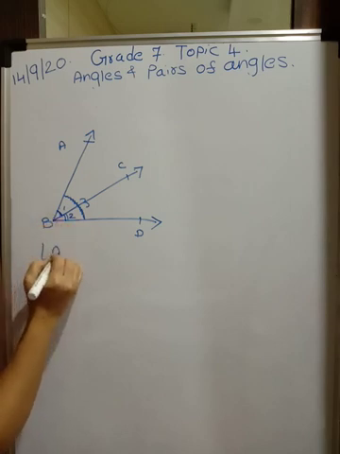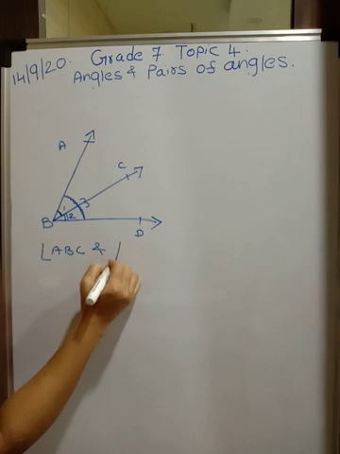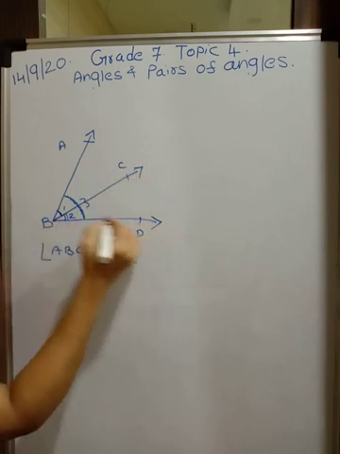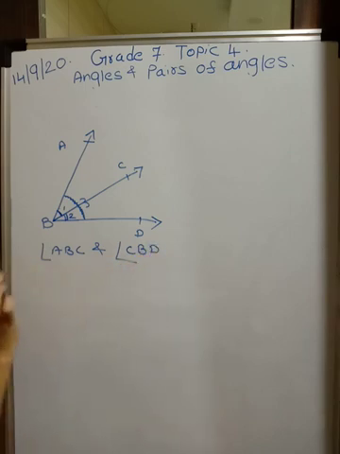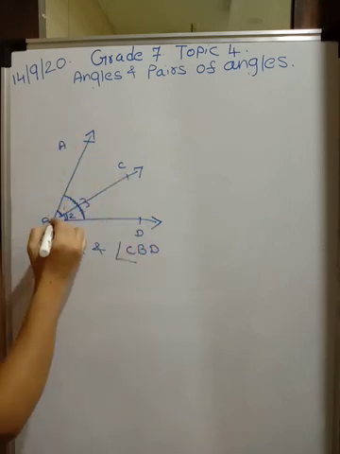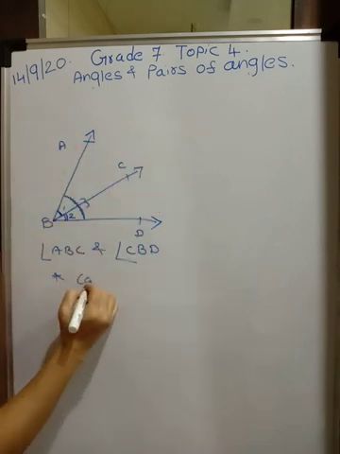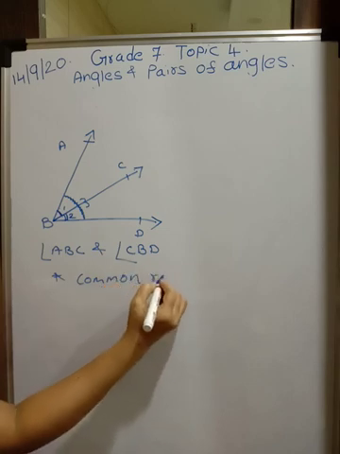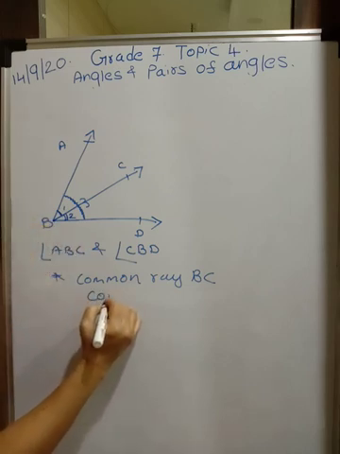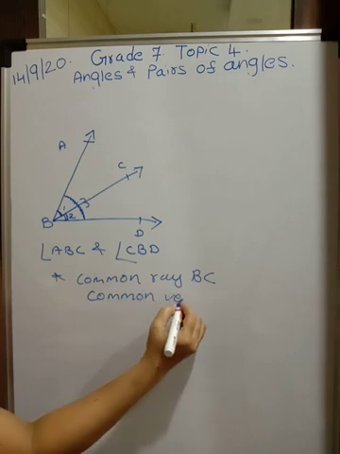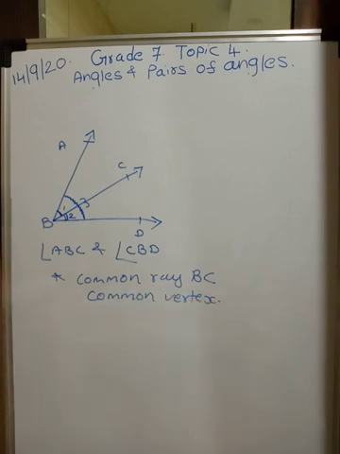Angle A, B, C and angle C, B, D. That means the second angle, C, B, D. Concentrate on these two angles. What can you see about these two angles? These two angles have a common ray BC. They also have a common vertex B. So these two angles have a common ray and a common vertex.